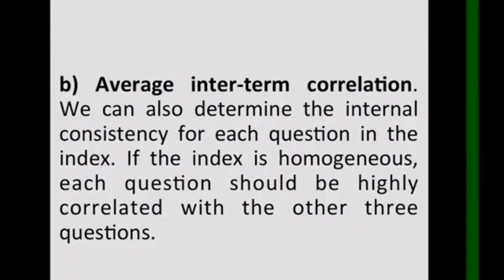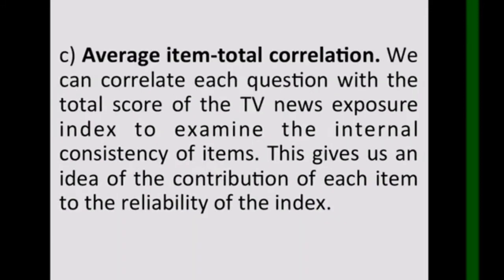Okay. The average inter-item correlation, we can also determine the internal consistency for each question in the index. If the index is homogeneous, each question should be highly correlated with the other three questions. The average item total correlation. We can correlate each question with the total score of the TV News Exposure Index to examine the internal consistency of the items. This gives us an idea of the contribution of each item to the reliability of the index.